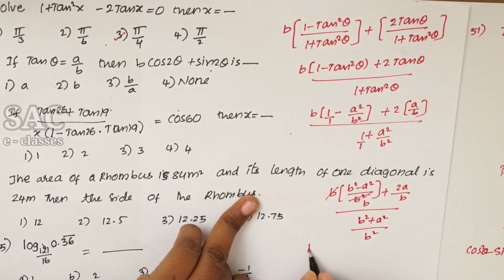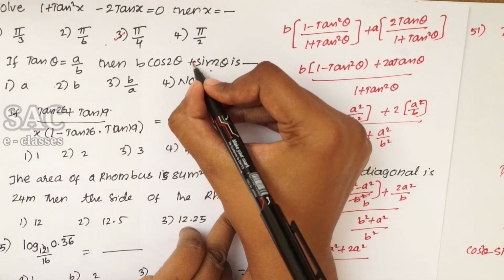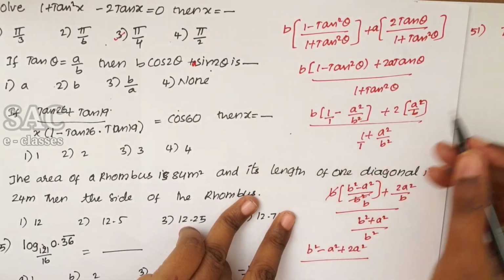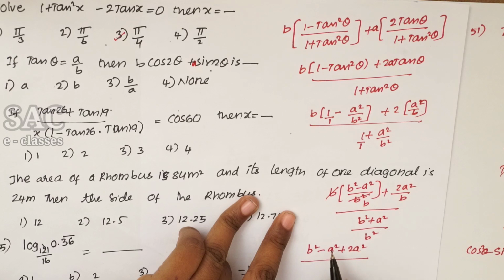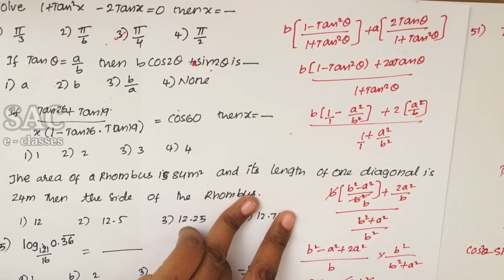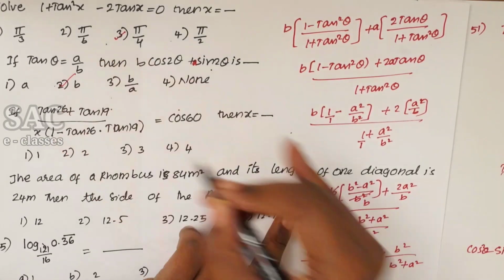Let us simplify. B square minus a square plus 2a by, here actually a sin 2 theta. Let's take a sin 2 theta. Now you will get by b into b square by b square plus a square. Now b square plus a square into b square by b into b square plus a square will give you b. Then the answer is b.